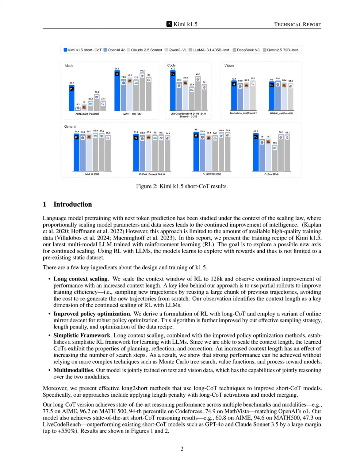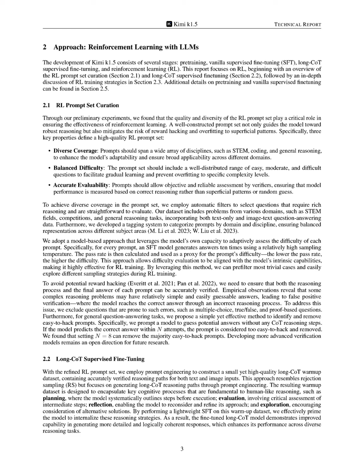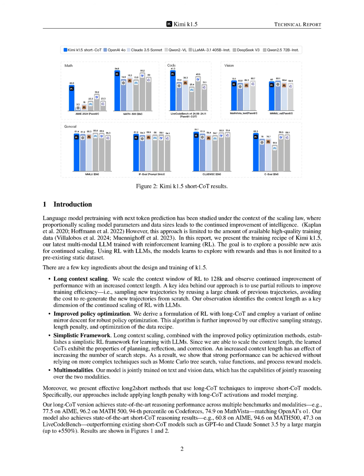The Kimi k1.5 algorithm aims to address the limitations of traditional language model pretraining, particularly the constraints imposed by static datasets and the need for high-quality training data. By employing reinforcement learning (RL), Kimi k1.5 enables the model to explore and learn from dynamic interactions rather than relying solely on pre-existing data. This approach allows for the scaling of context length to 128K, enhancing the model's reasoning capabilities through improved policy optimization and the generation of coherent reasoning paths.